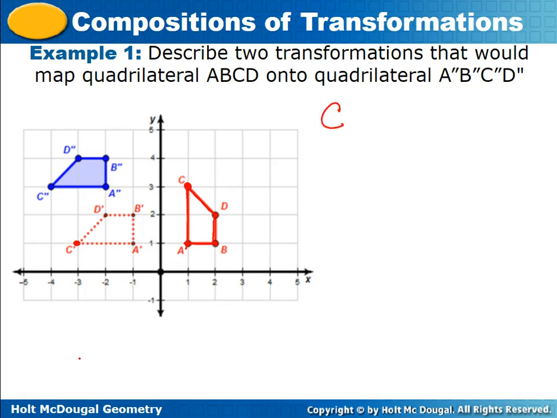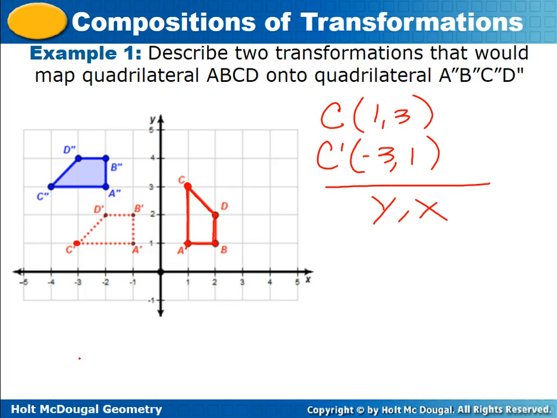So I'm going to look at C, and C, if you notice, is (1, 3). And then C prime is (-3, 1). Now I wouldn't do this with a point that's the same, like (1, 1) or (2, 2). I would choose a point that has different numbers for the X and Y coordinate. So notice now that we should be able to see that X and Y swapped places and that our Y value became negative. Now all of you should know by now that that is a 90-degree rotation.